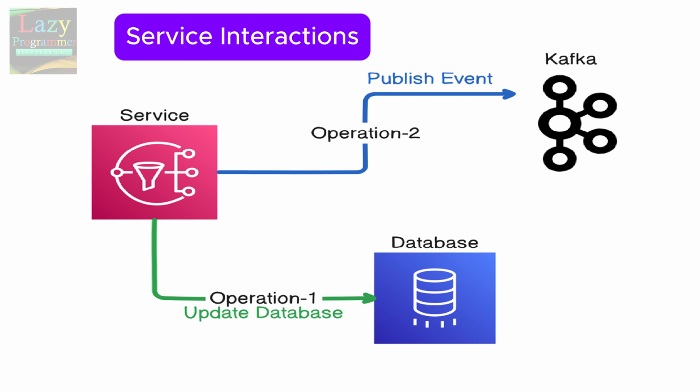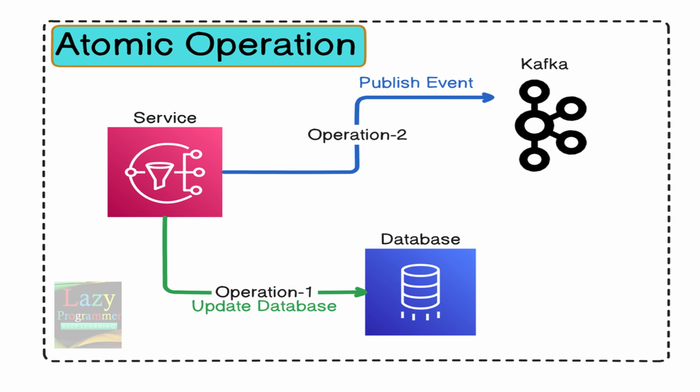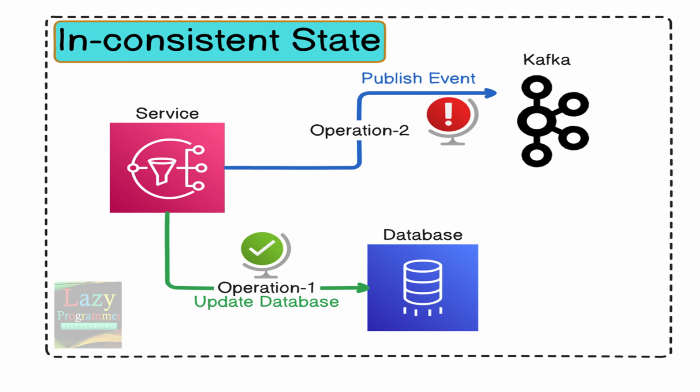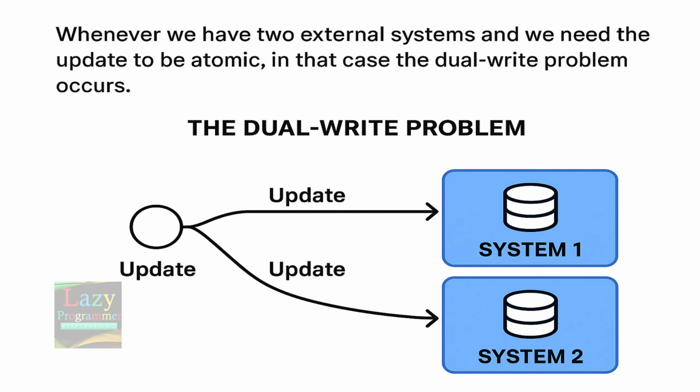Now here we have two external systems in our service. One is database and other is Kafka message broker. Now we want to make sure that both the external systems are updated in atomic fashion. We do not want a situation where, for example, database update succeeds but the write to Kafka fails, because in such cases the system ends up in an inconsistent state. So whenever we have two external systems and we need the update to be atomic, in those cases the dual write problem occurs. Now let's understand how this problem can occur with a very simple example.